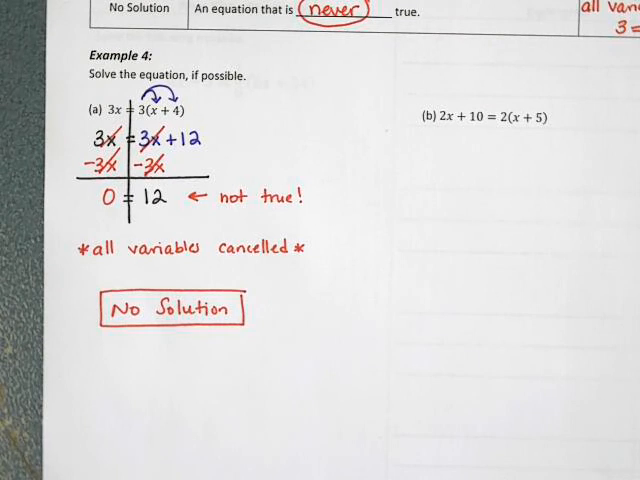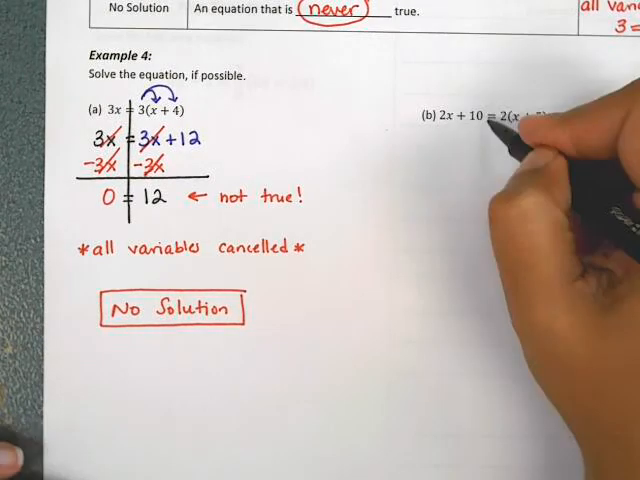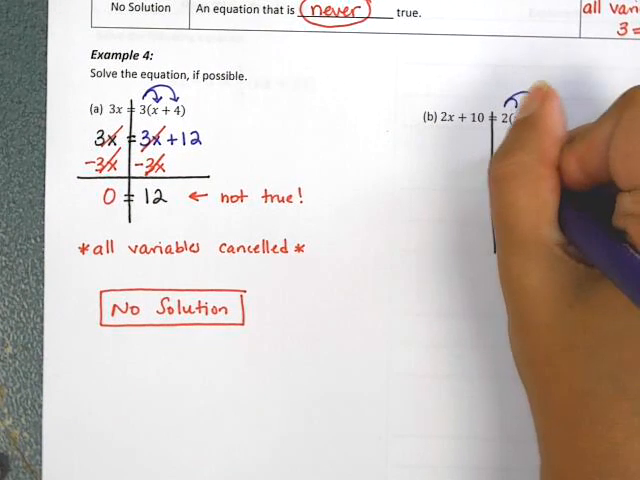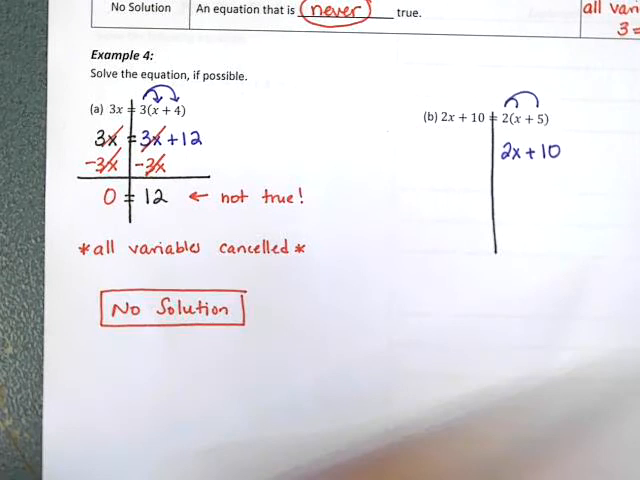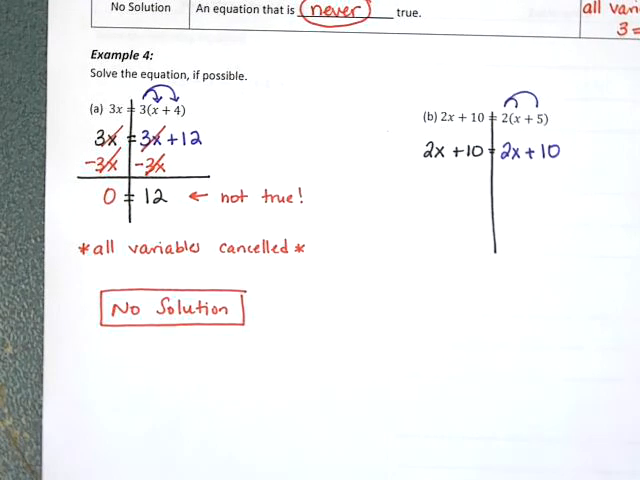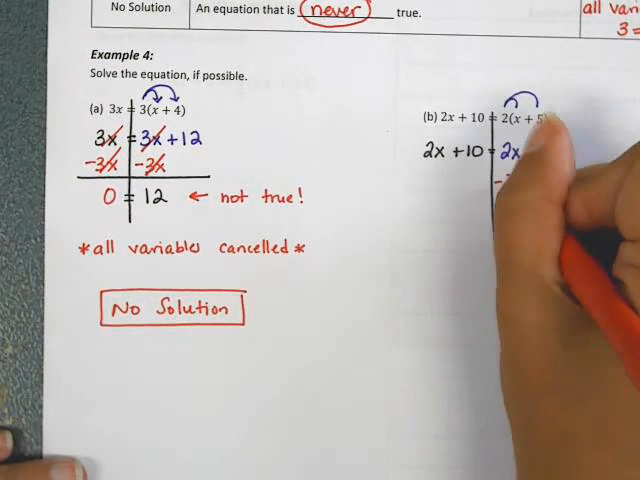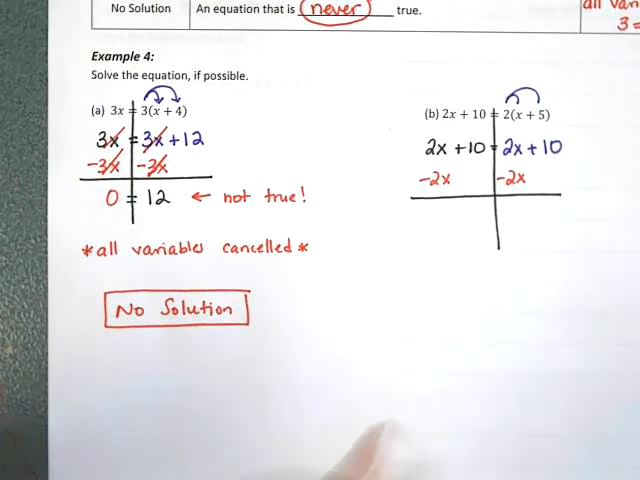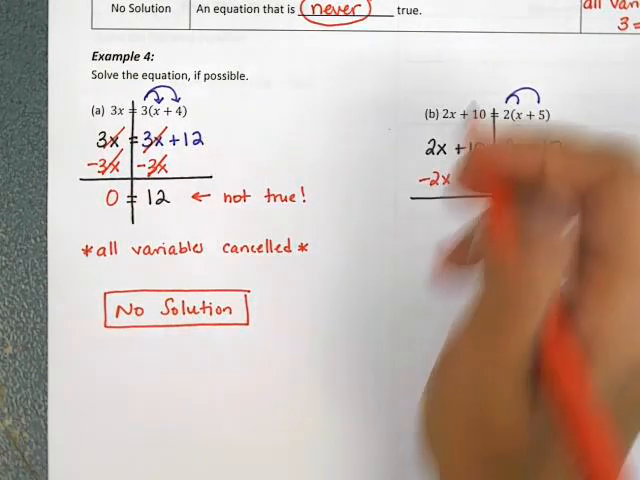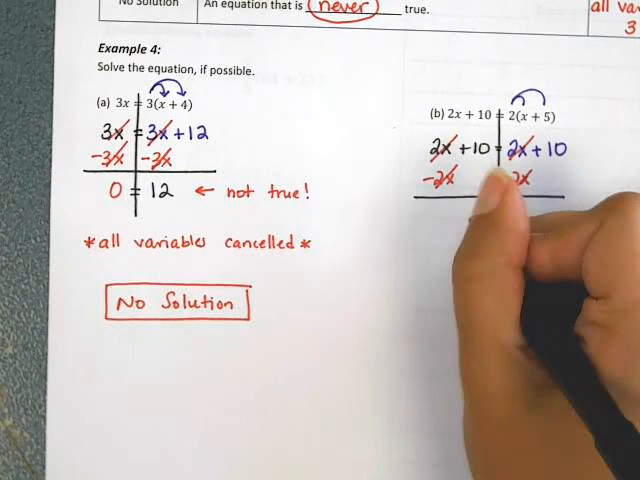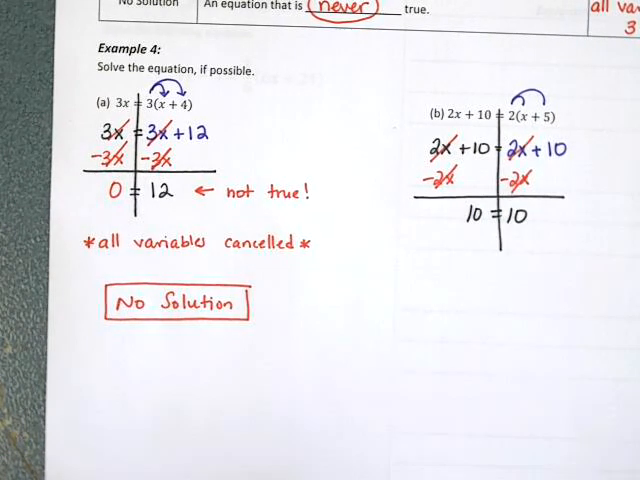Now let's take a look at part B. In part B, once again, I would start by distributing. When I distribute, on the right side, I get 2x + 10. On the left side, I'm just going to drop down the 2x + 10. Now I'm going to try to get all the variables together, so I subtract 2x on both sides. The variables cancel on both the left side and the right side, so my final answer is just 10 = 10.